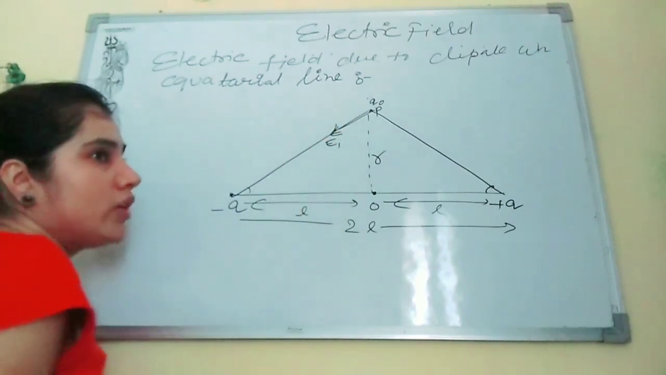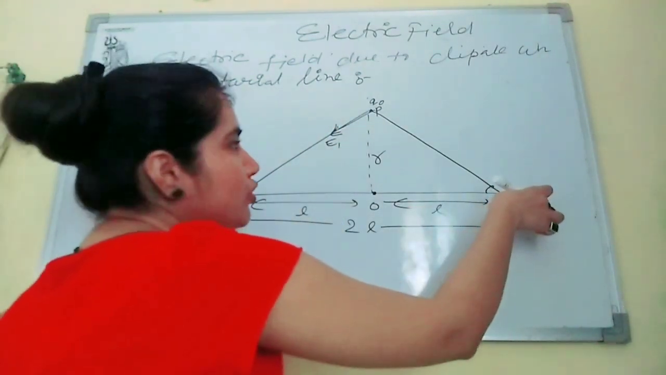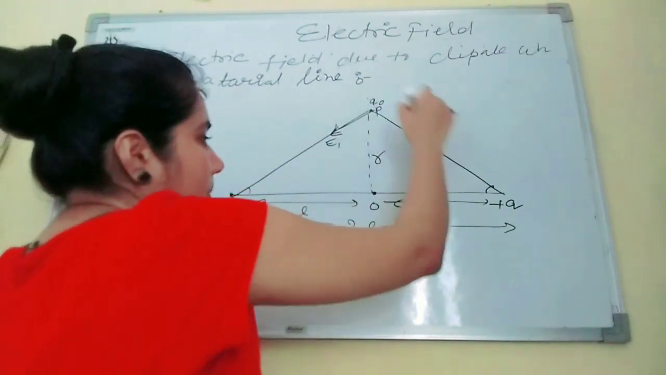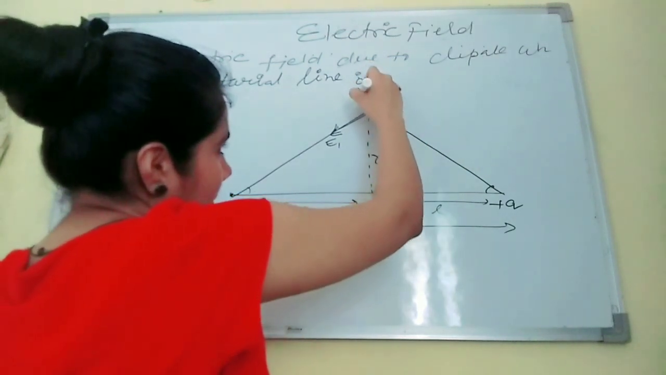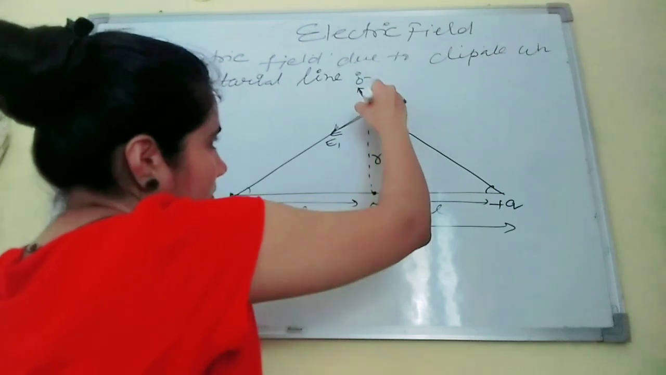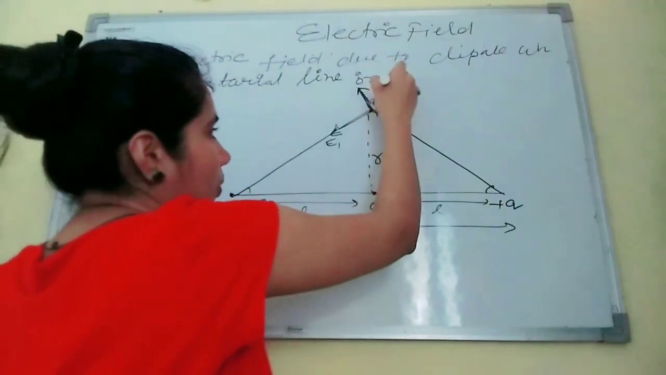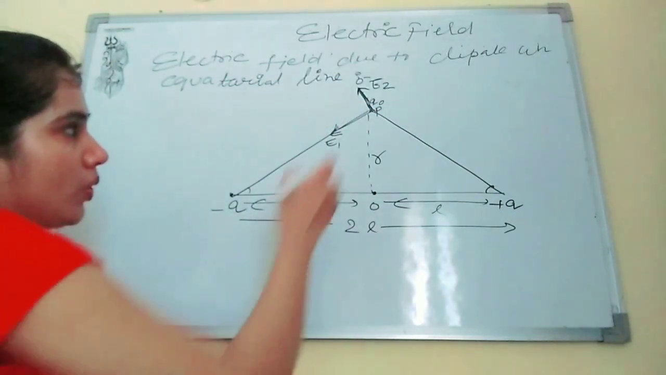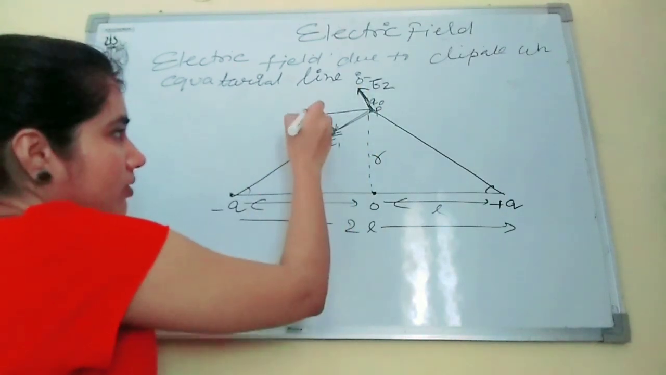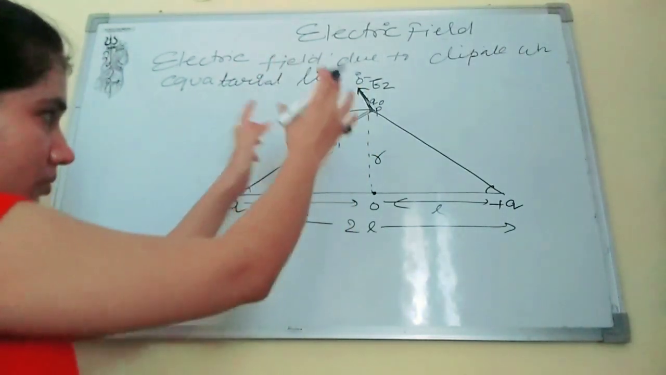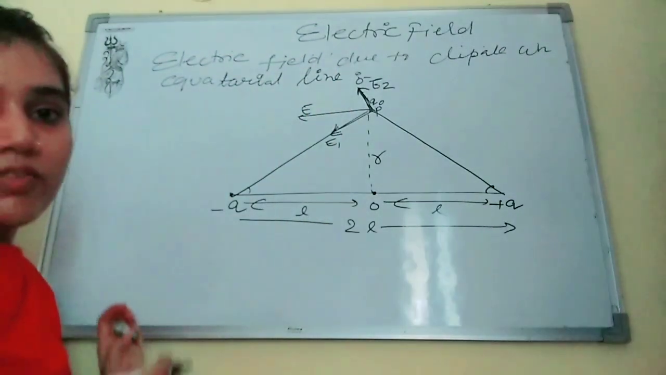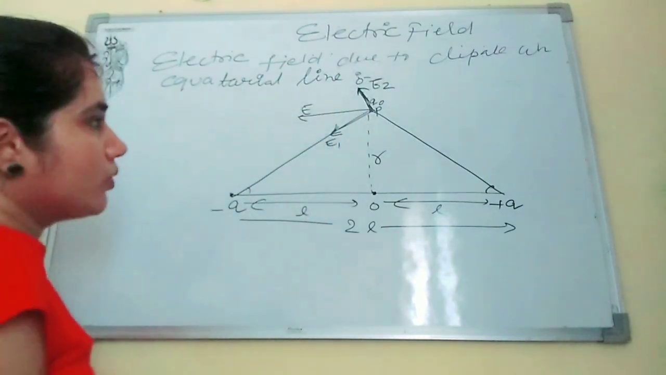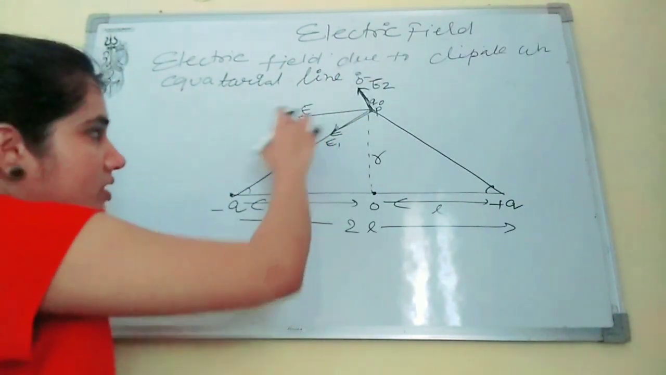So we mark it E1. Because of this positive Q charge, and this is also positive, they will get repelled from each other, and the direction will be in this direction. That will be E2. This is E1, this is E2. So the total electric field intensity will be the vector sum, the resultant of both charges E1 and E2, and we take it as E, the resultant.